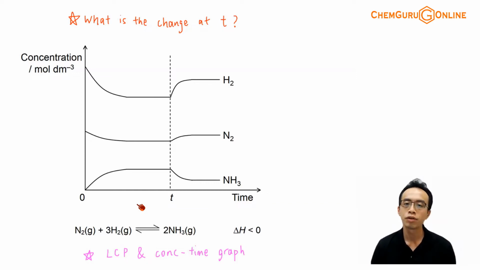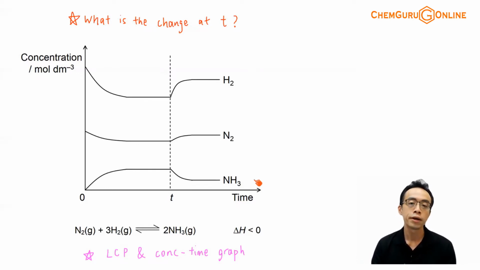Now for the last video lesson for 2021, we want to discuss something interesting involving Le Chatelier's principle. So let's take a look at this graph here. This is the concentration time graph involving the dissociation of nitrogen plus hydrogen to give me ammonia. And we know that this is a reversible system. This concentration time graph actually shows the change in the concentration of your reactants, nitrogen and your hydrogen, and the product, ammonia, as the reaction proceeds.